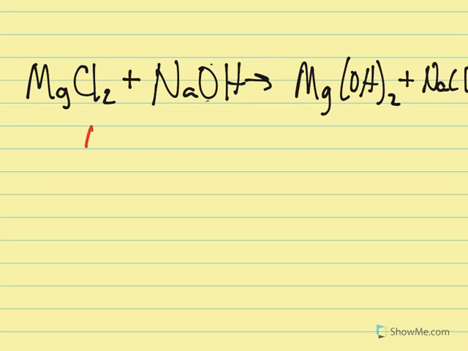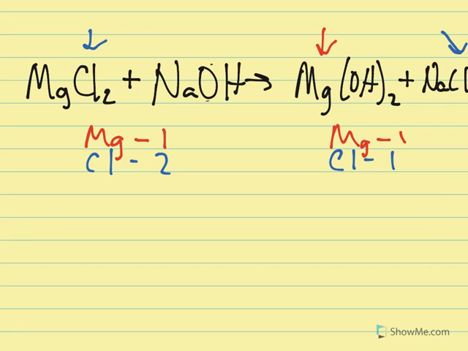So for example, on the left we have magnesium, and there's 1 of them. On the right we have magnesium. There's also 1 of them. On the left we have chlorine, and there are 2 of them. On the right we have chlorine, just 1 of them. On the left there's a sodium. On the right there's just 1 sodium.